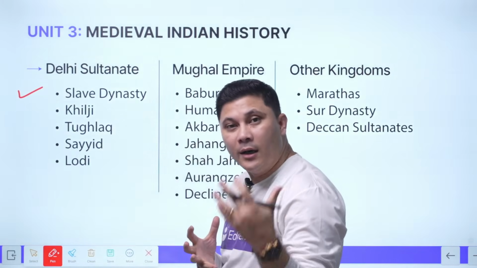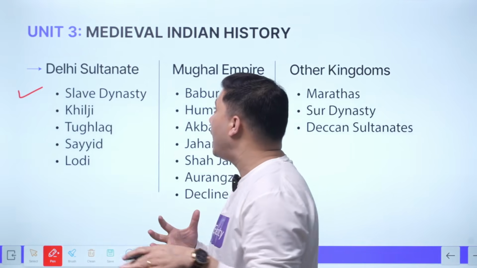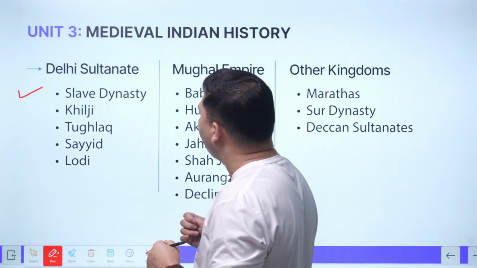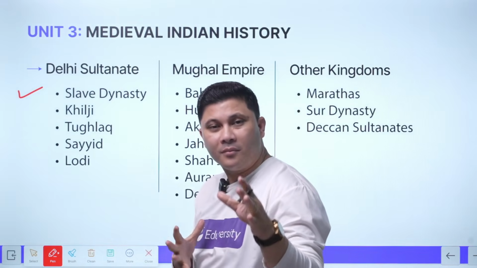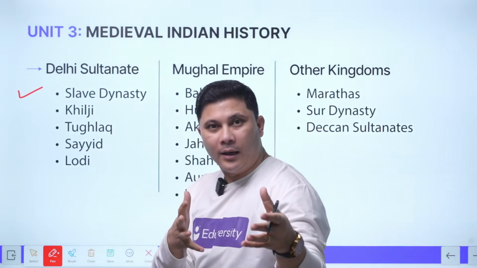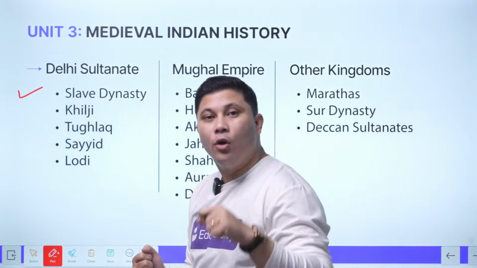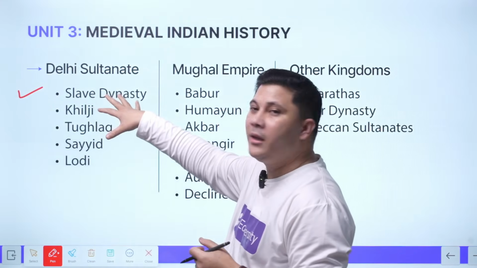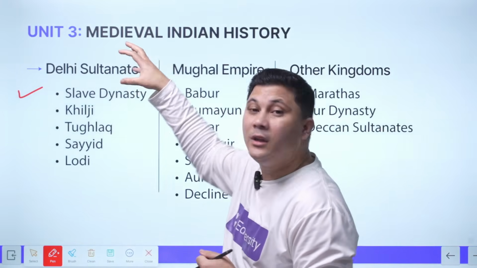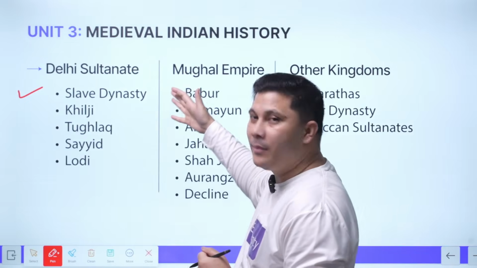You will have to learn how the Arab invasion will take place, how, after defeating Prithviraj Chauhan in the second battle of Tarain, Muhammad Ghori will establish himself as the king, how he will give everything to Qutbuddin Aibak, his slave, and how the Slave dynasty will start.